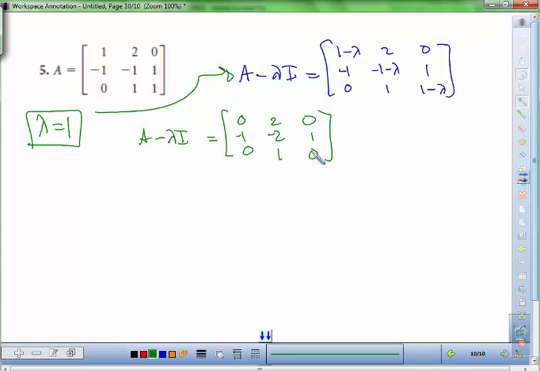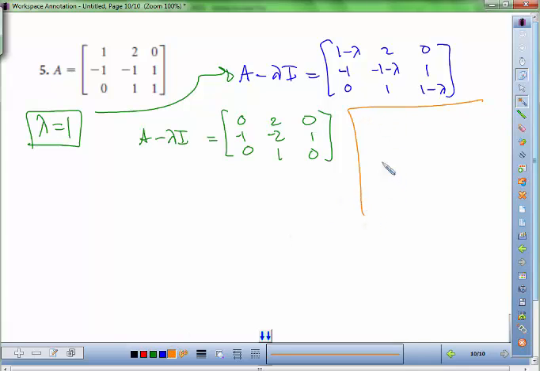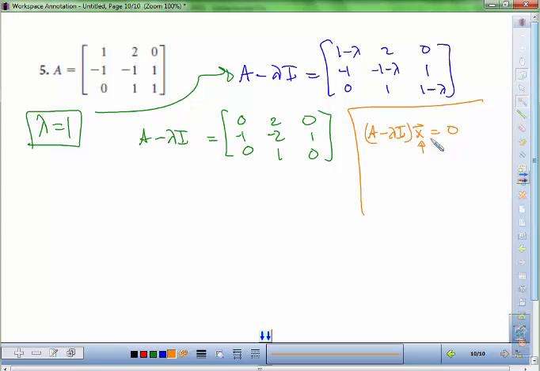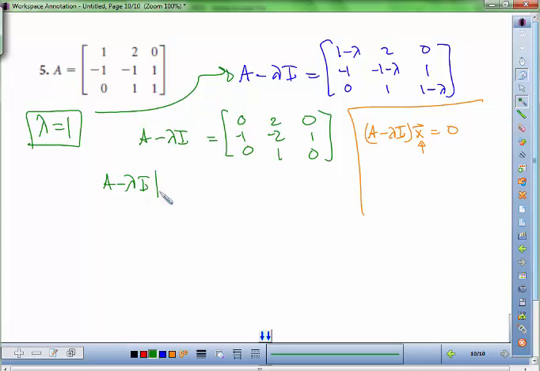So what we want to do, let's do this on the side, is A minus lambda I times x is equal to 0, and we want to find out x, which is the same thing as finding the null space of this matrix. And so if we want to find the null space of this matrix, we can do the augmented matrix, and then just solve for this.